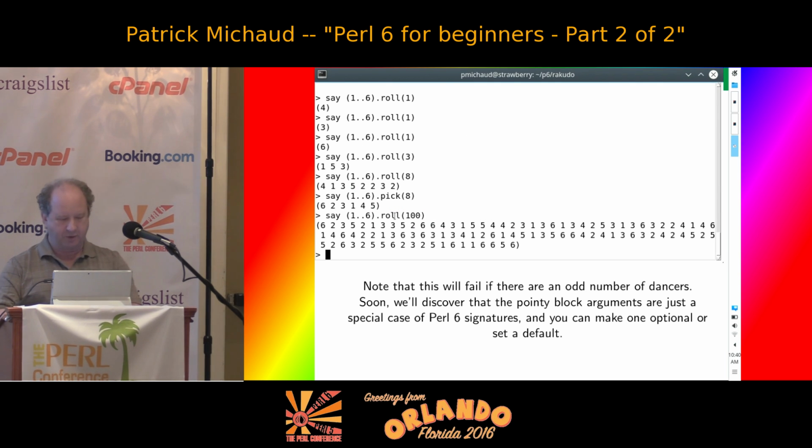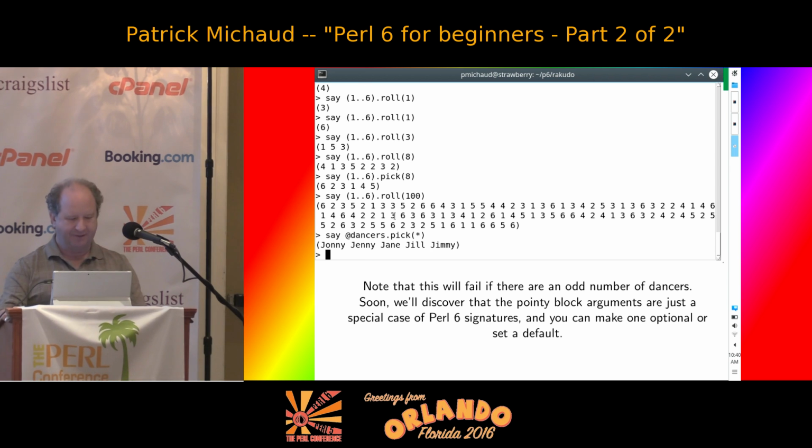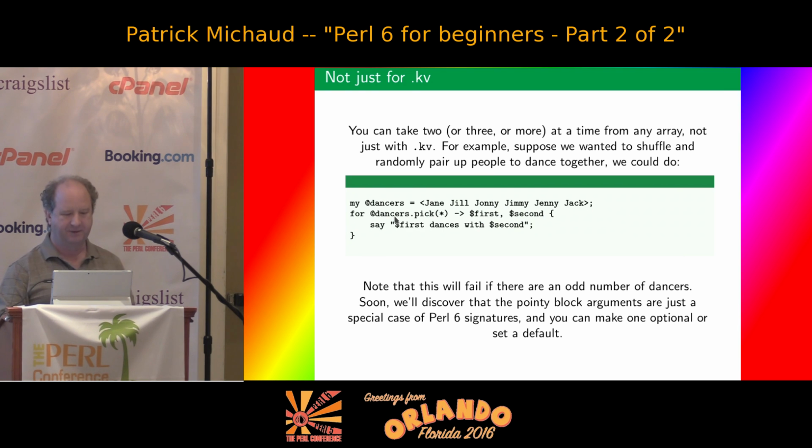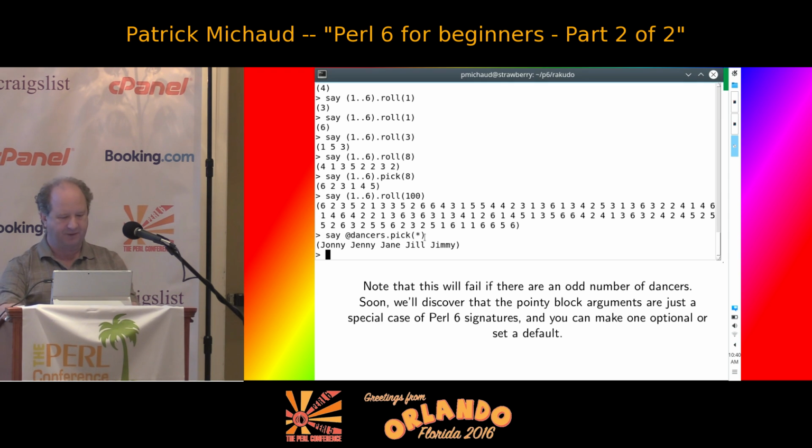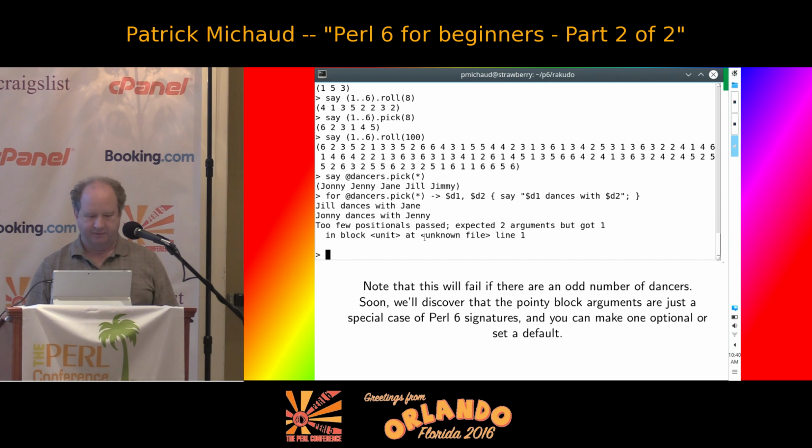So if I go back to my dancers and I say, give me a random sequence of dancers, and I want to randomly pair these up with my for loop, then I can do something like this. For dancers in some sequence, give me one dancer and another dancer, and say these two dance together. But if I have an odd number of dancers, then I can end up with an error. I'm going to call them D1 and D2 here. So here we see that Jill dances with Jane, and Johnny dances with Jenny, and somebody got left out.